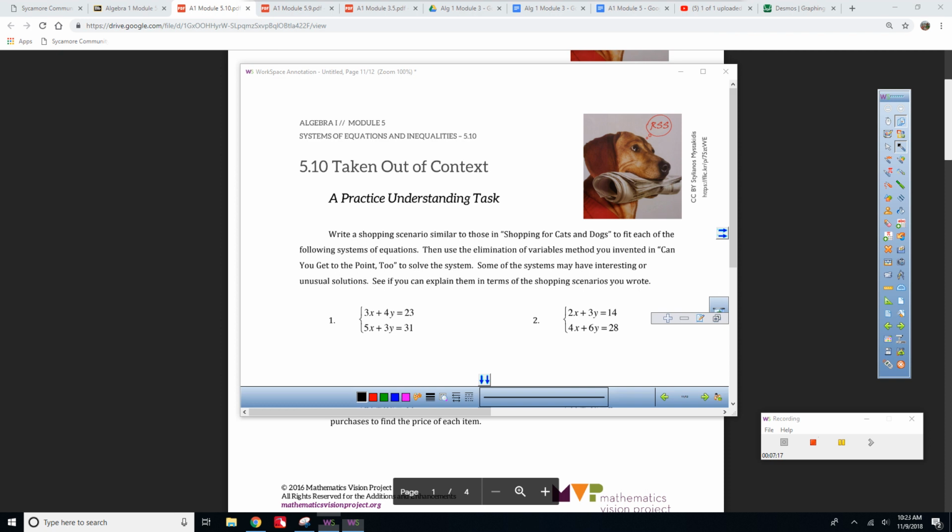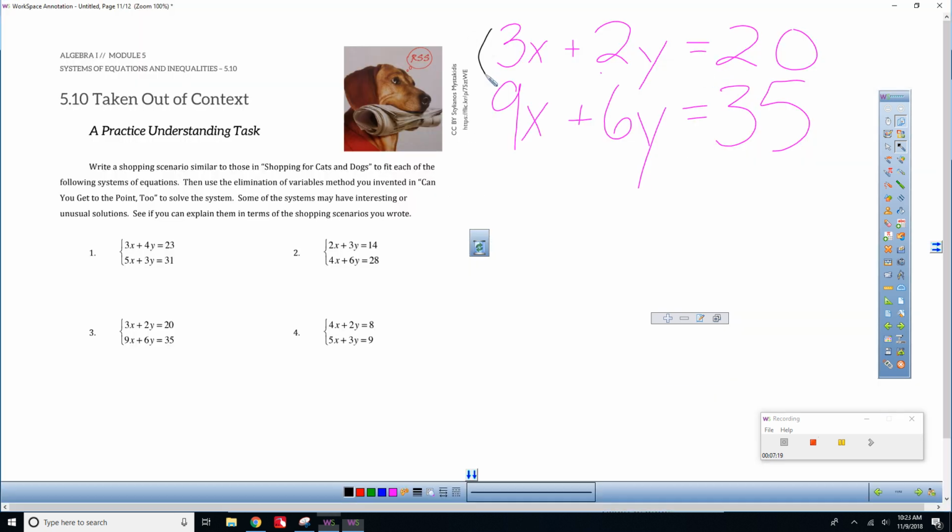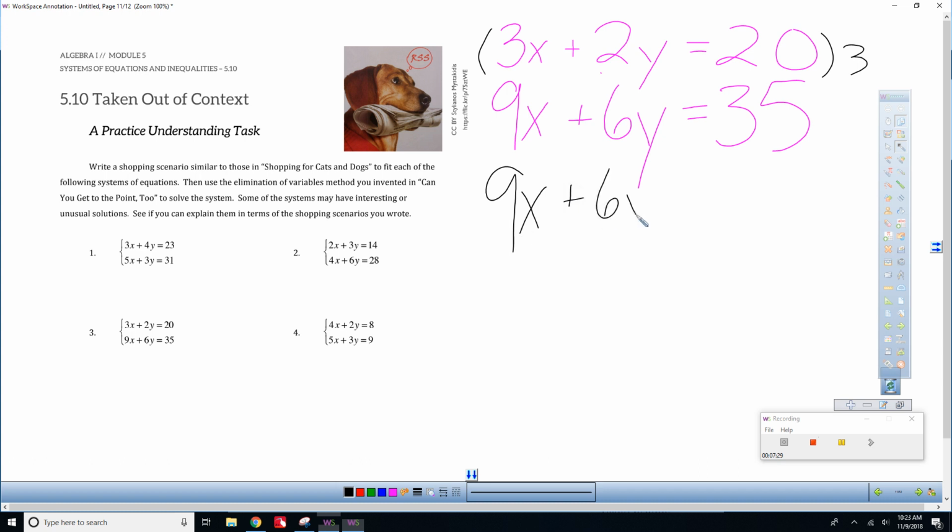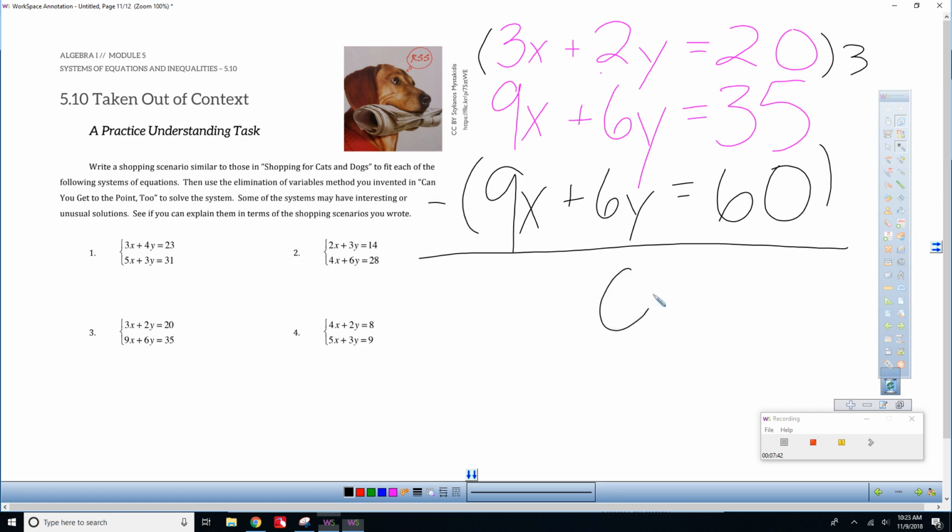We're going to multiply the top by 3. That's going to give us 9x plus 6y equals... oh no, we have a problem, Houston. Now, I'm going to explain this problem, but what you're going to get when you subtract these is that 0 equals negative 25. What? That's not true.